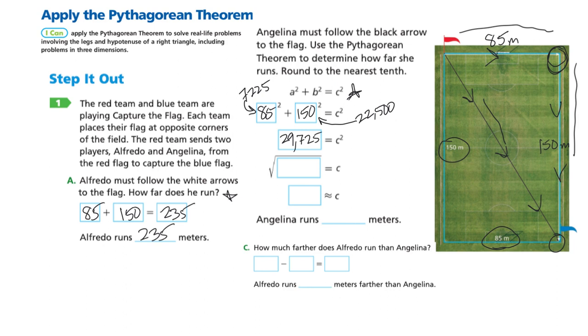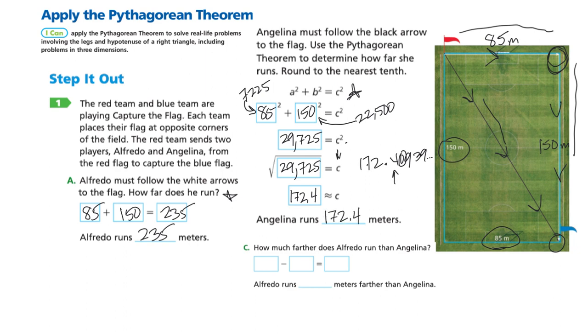And so you want to take the square root of both sides. The square root of c squared is c, and then the square root of 29,725, and they say round to the nearest tenth. When you actually calculate that with a calculator, it comes out to be 172.40939, and it keeps going. But they say round to the nearest tenth, and then you look at the number next to it to the right, and that's a 0. So rounded to the nearest tenth, it's 172.4.